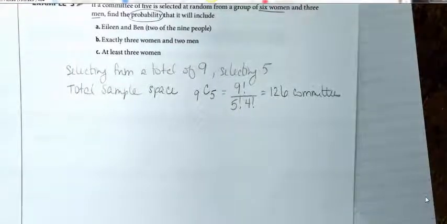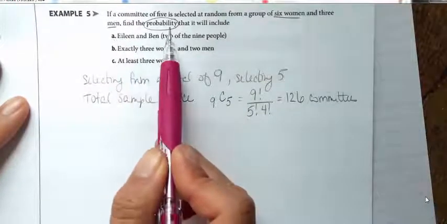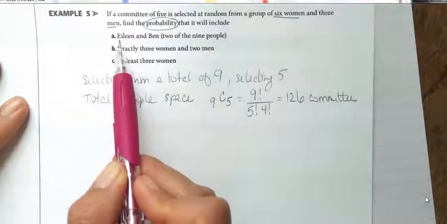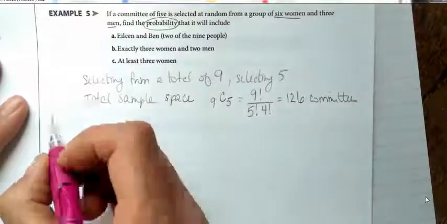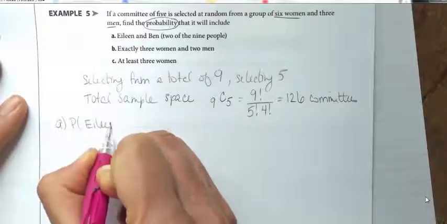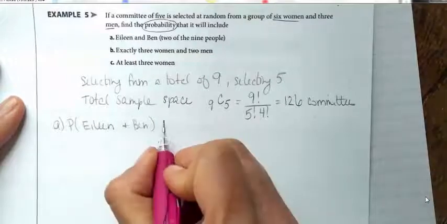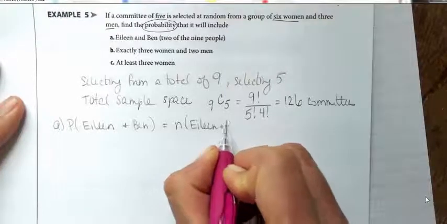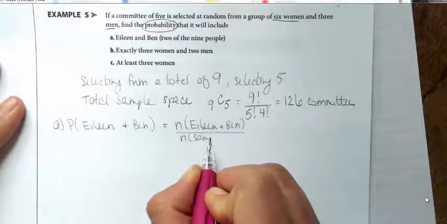All right. Now, let's go through and answer each one of these, because now we're finding the probability. This is our sample space. We're going to find the probability of Eileen and Ben are 2 of the 9 people. So A, probability that we've got Eileen and Ben. So basically that means I want the number of ways of Eileen and Ben being chosen over the total number of the sample space, right?